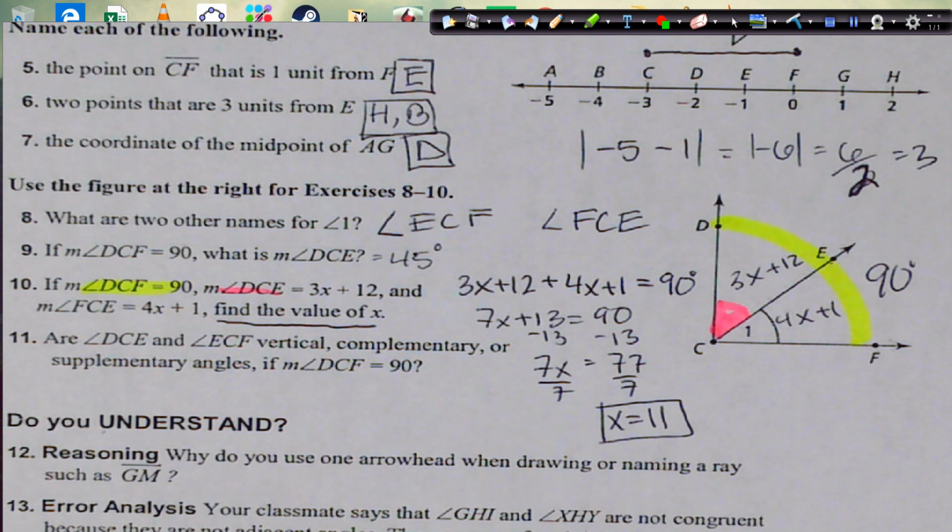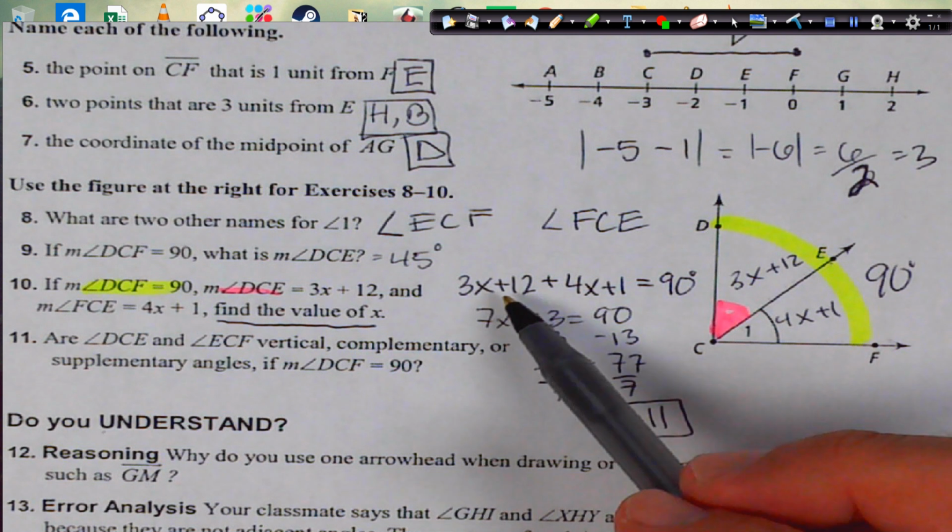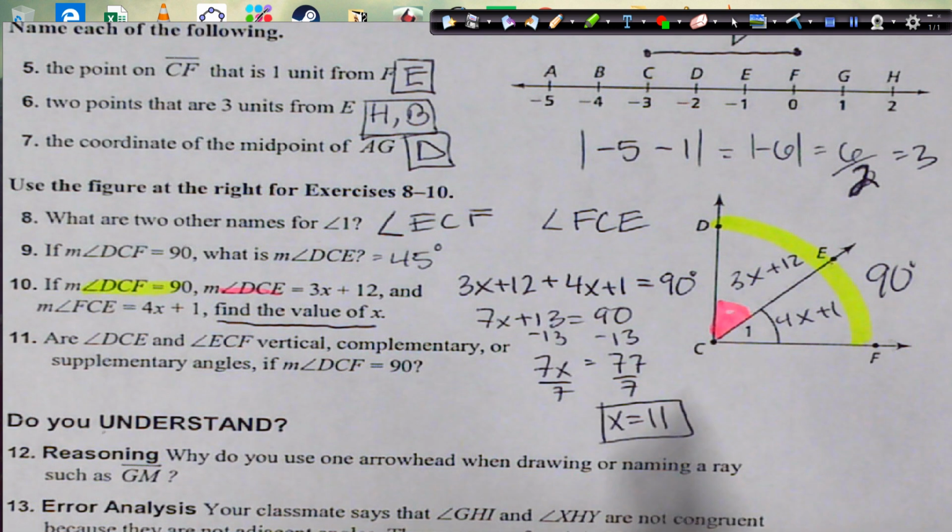If you were to set these two equal to each other, I believe you would also get x equals 11. So CE still is the bisector, but again, it didn't say it even though it was supposed to. So the safer bet, since it didn't say it even though it was supposed to, is to set them by adding them up and setting equal to 90.